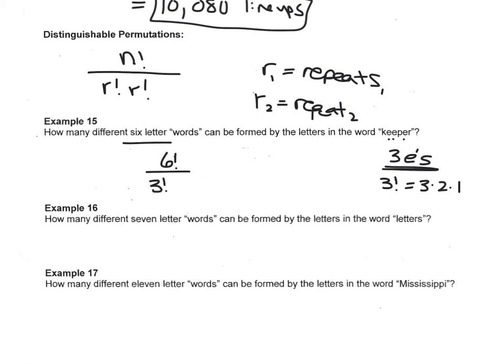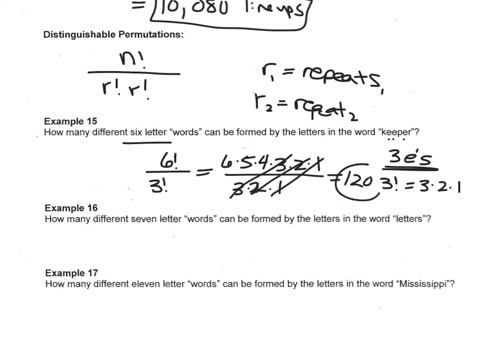and your answer is, let's expand this to get a better feel of what is happening when you put this in your calculator. Oops, that's a 2. These cancel, these cancel, these cancel, and you're left with 6 times 5 times 4, or 120.